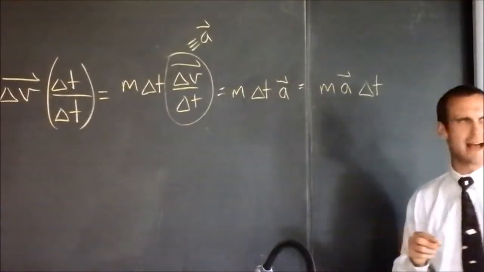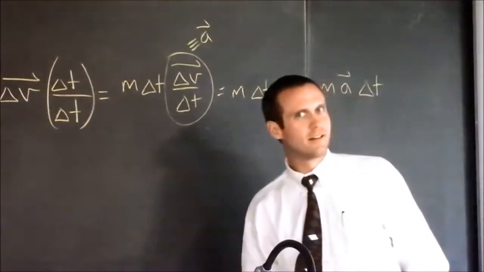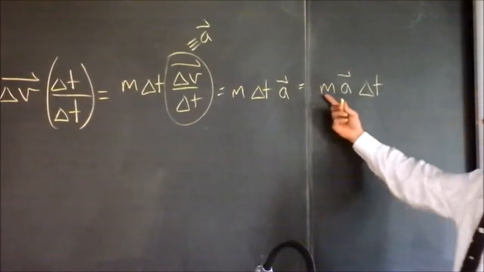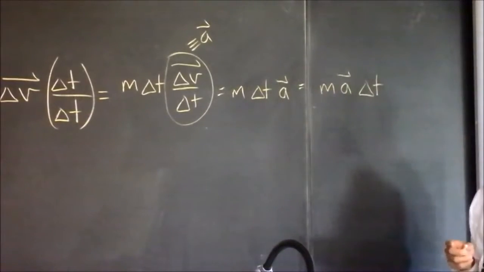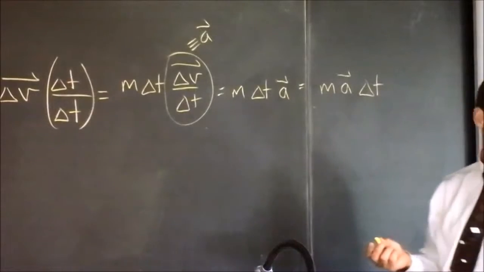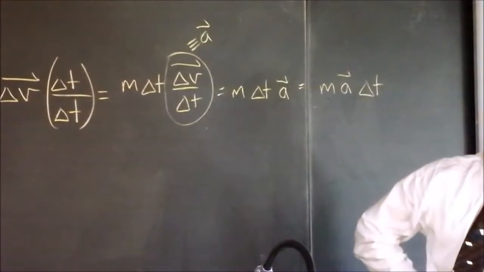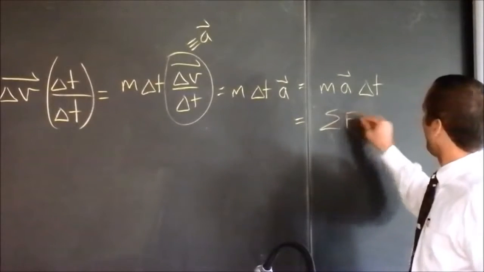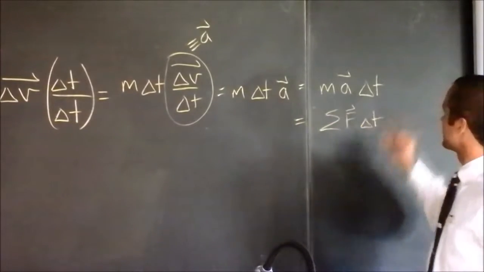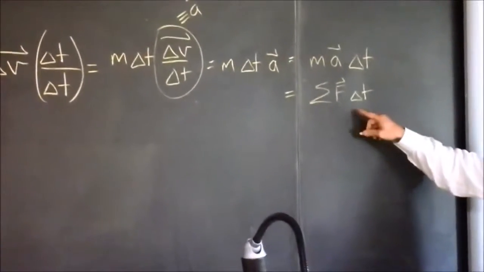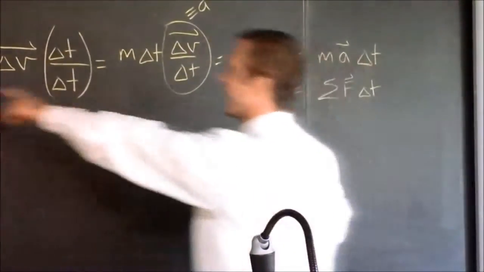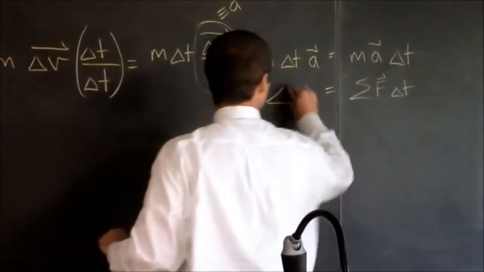Have you ever seen mass times acceleration before? Yes. You have seen those two multiplied before, haven't you? What is mass times acceleration? Force. What kind of force? Net force. So this is the net force times time. Interesting. This says add up all the forces over time, and that is what impulse is. It's also change in momentum.